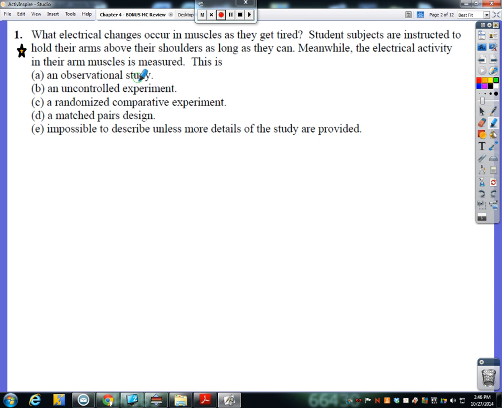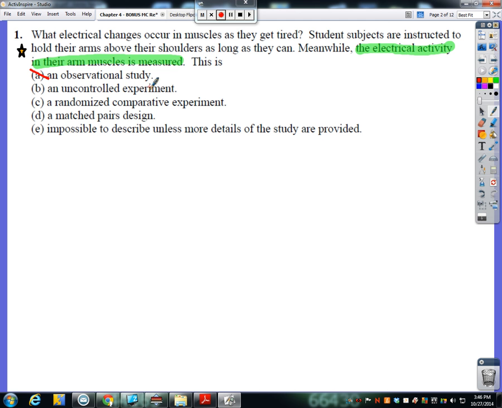An observational study. Are they just watching what's happening? No, they're actually doing some measuring here, right? Because it said the electrical activity in their arm muscles is measured. So it's not an observational study. They're not just watching and seeing what happens. They're actually measuring something. So this is some sort of experiment, right?